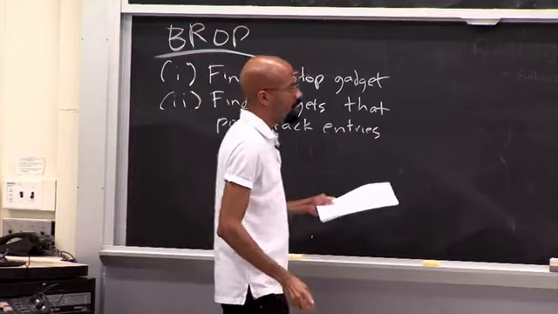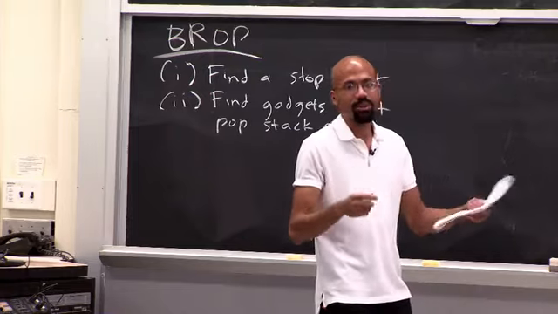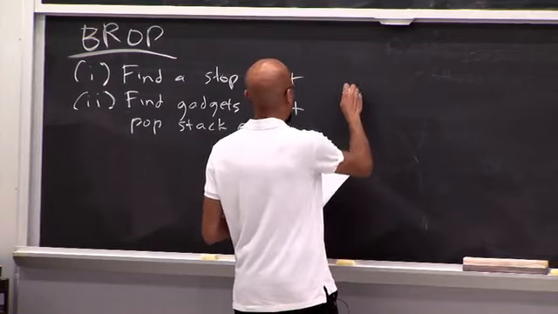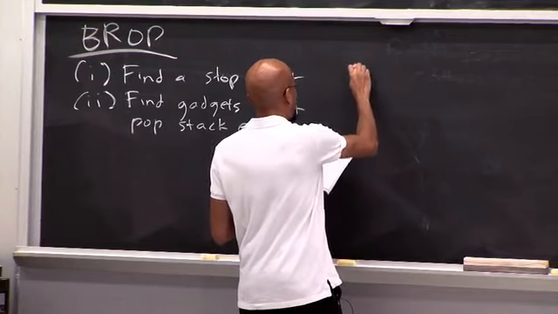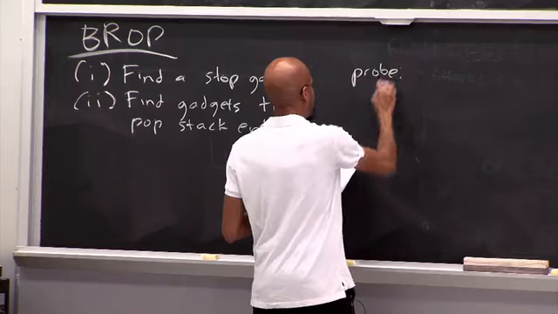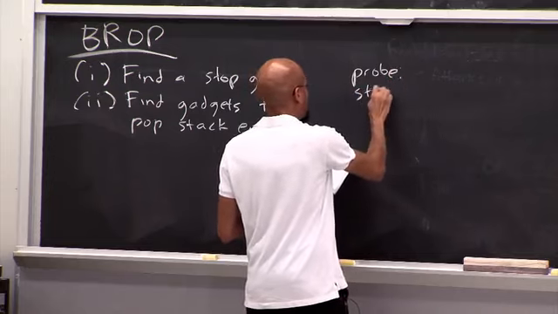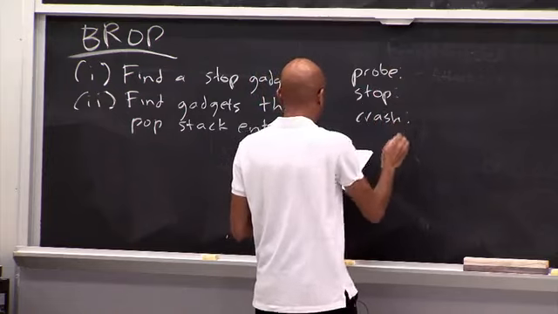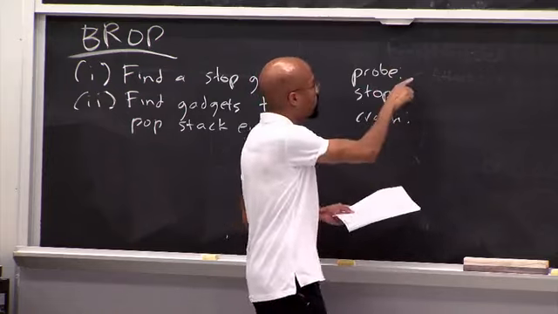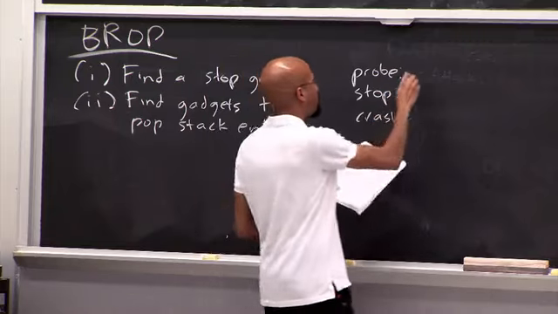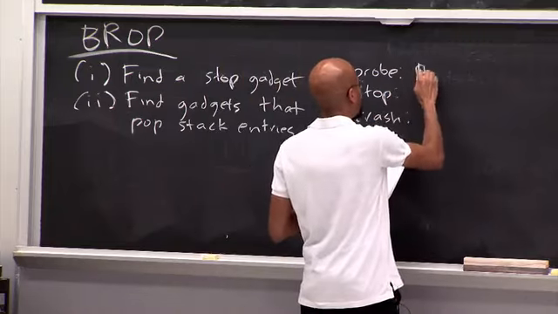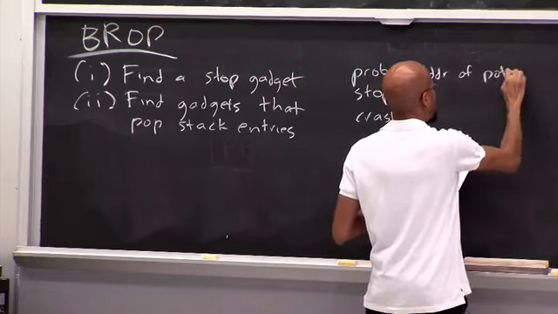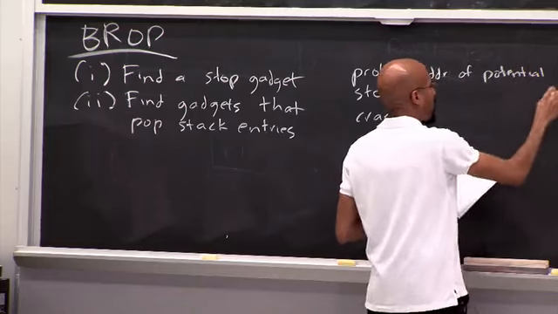Right? And so you basically have to use this sequence of carefully crafted instructions to figure out when you've got one of these stack gadgets. So this sequence is going to consist of a probe address, a stop address, and a crash address. The probe address is the thing that we're going to put in the stack. This is going to be the address of a potential stack popping gadget.